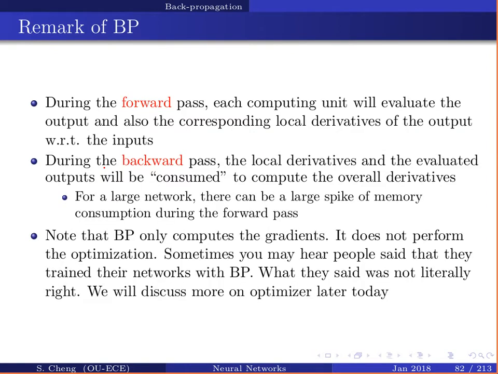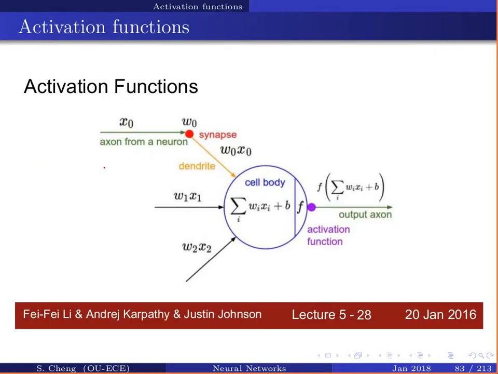Okay, that's BP. And again, BP just computes the derivative, then we still need to talk about optimization. We haven't yet. Maybe not tomorrow, next time. So today we will talk about other aspects of a neural network. First, we'll start with the activation functions.